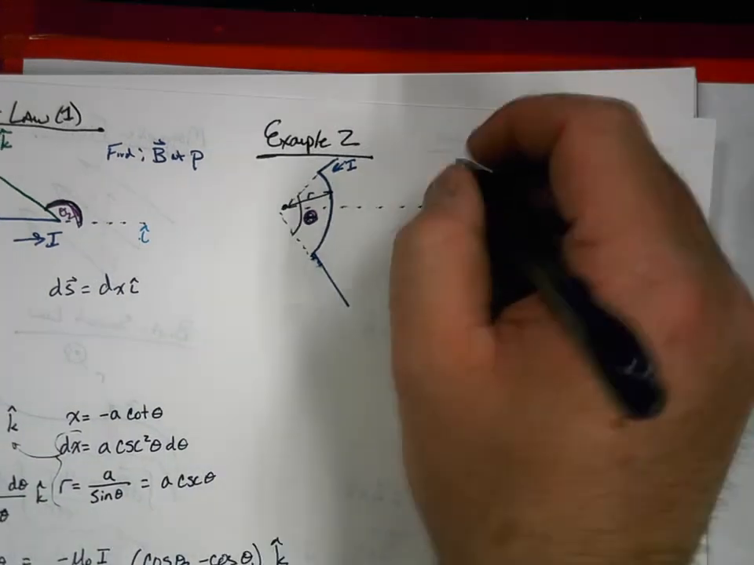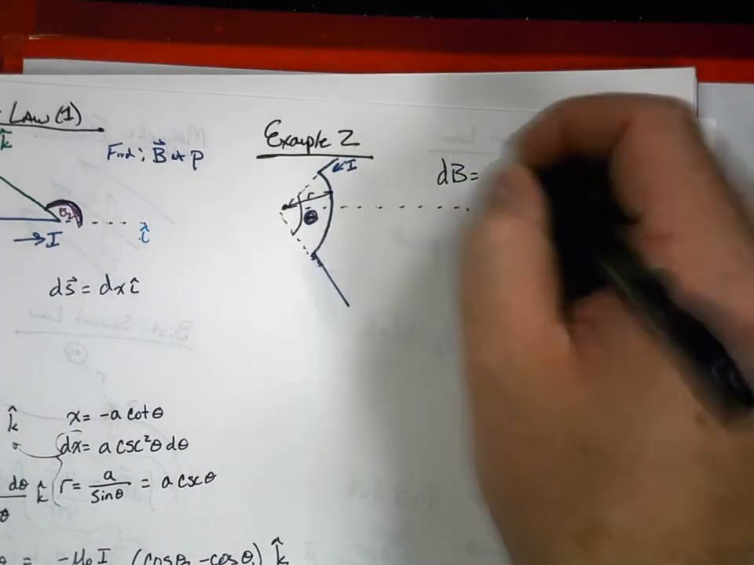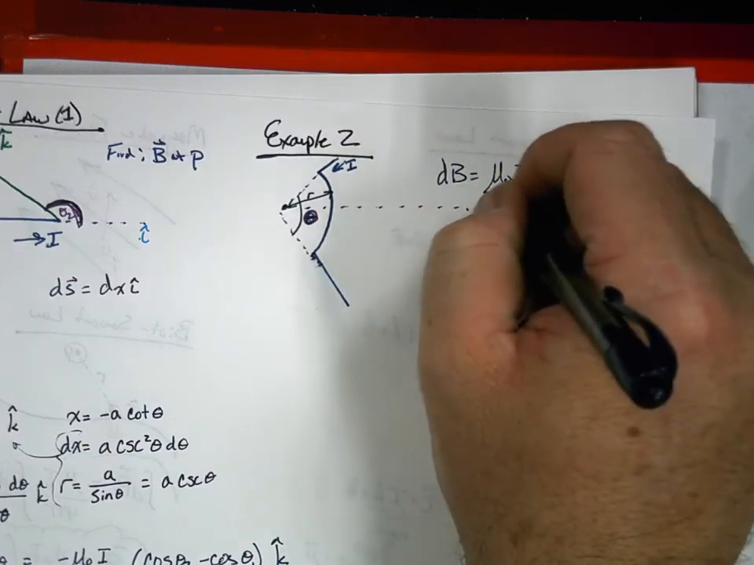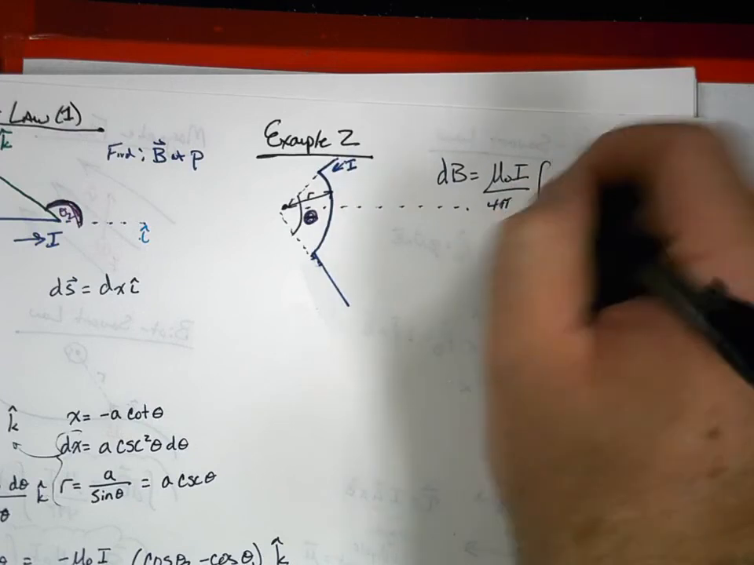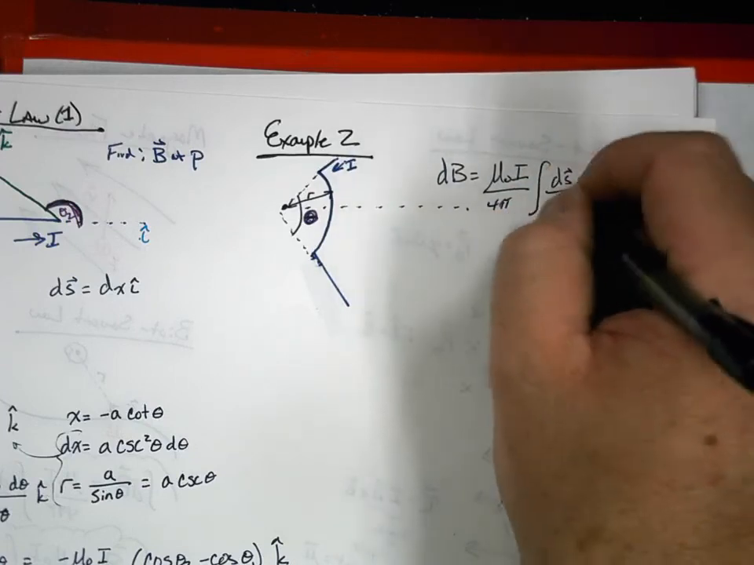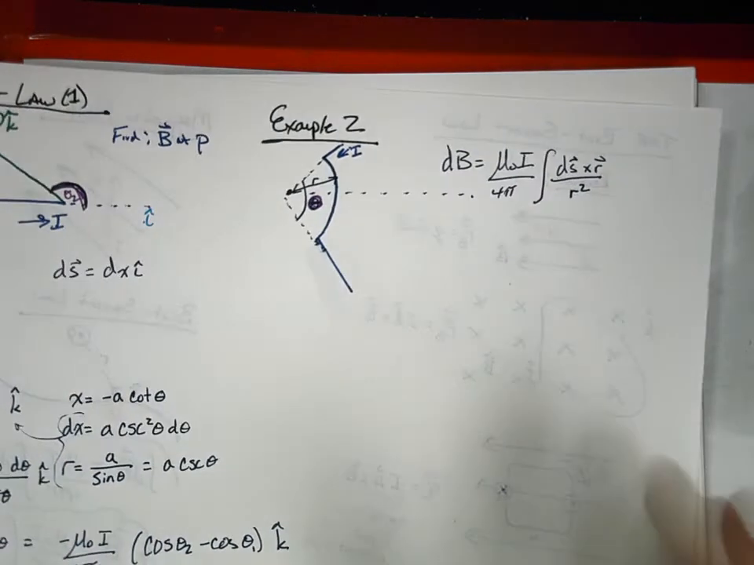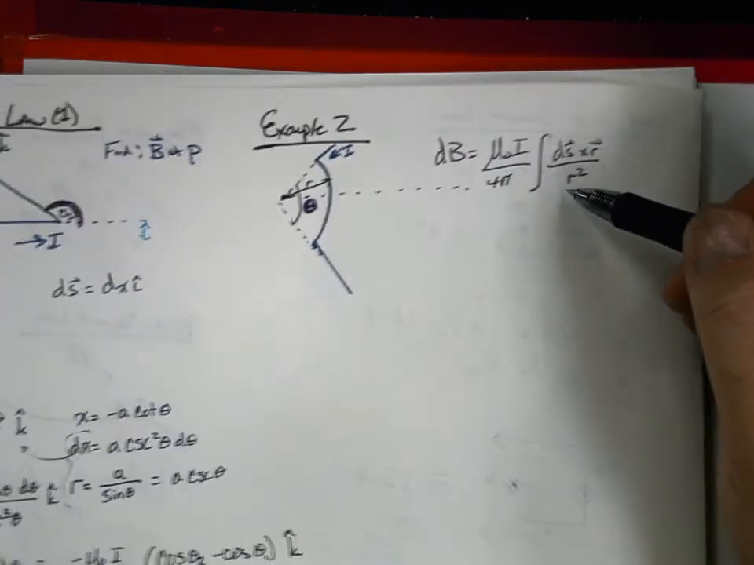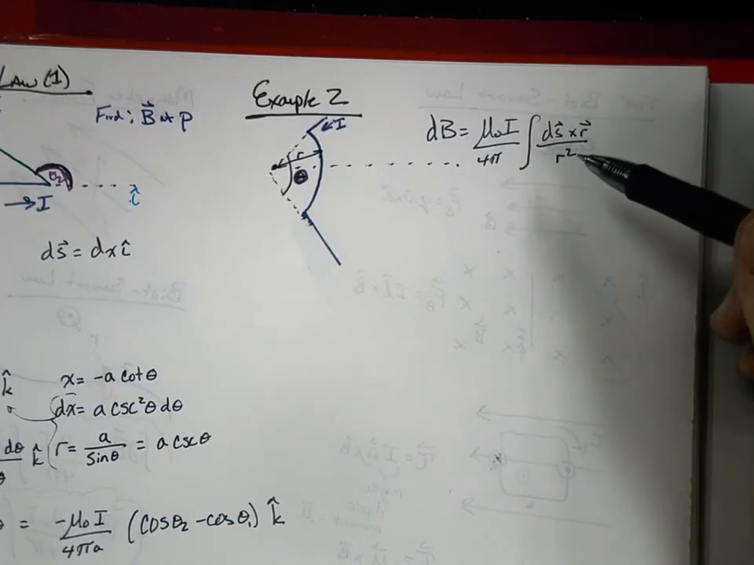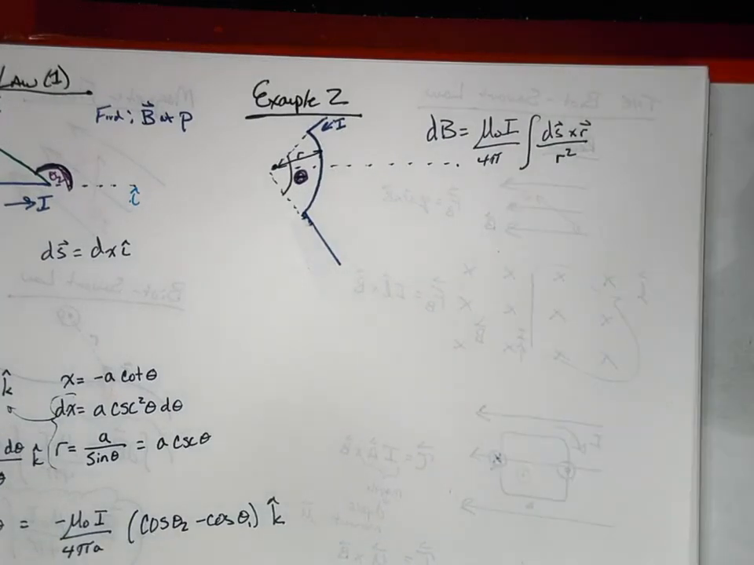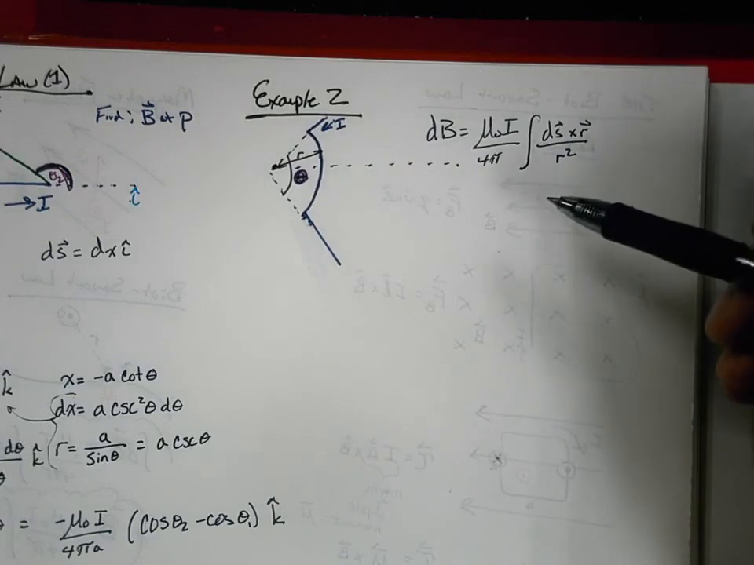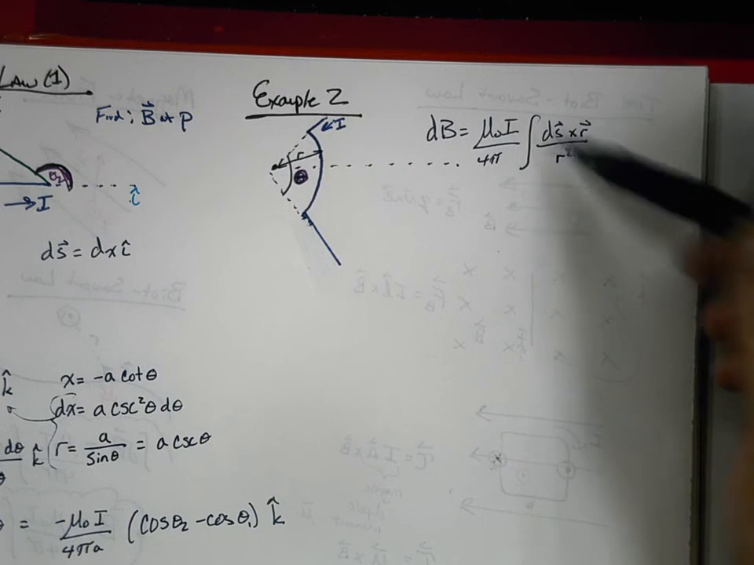So remember, dB equals mu naught I over 4 pi integral of ds cross r over r squared. Remember, this is Biot-Savart law, the field law for magnetic fields. It is the analog to GM over r squared and kq over r squared. This is its version of that.